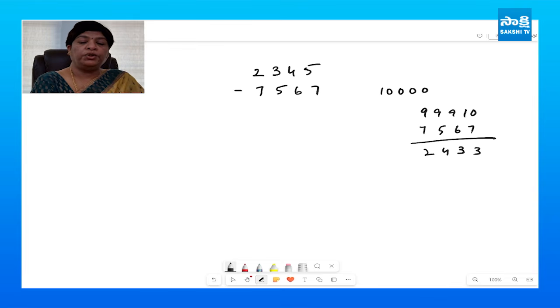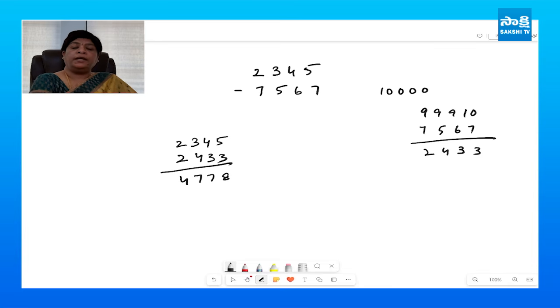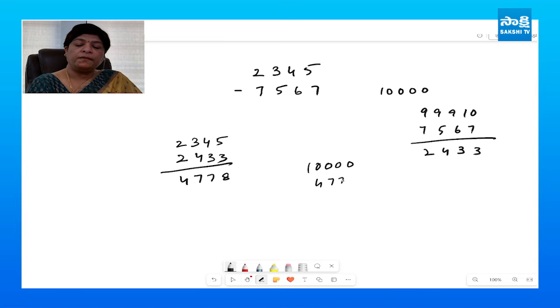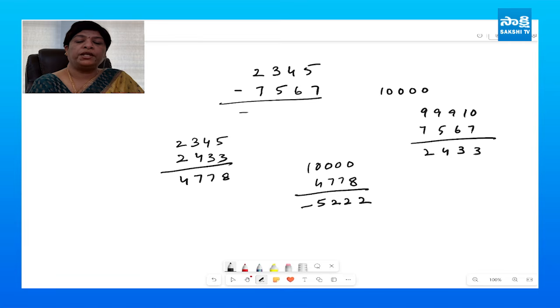The next thing which we need to do is add 234 and the Nikhilam we just calculated, which gives us 4778. Then the next step would be to subtract this 4778 from the base. 10,000 minus 4778 gives you 5222. But don't forget to assign the negative sign. So the answer to this problem is minus 5222.